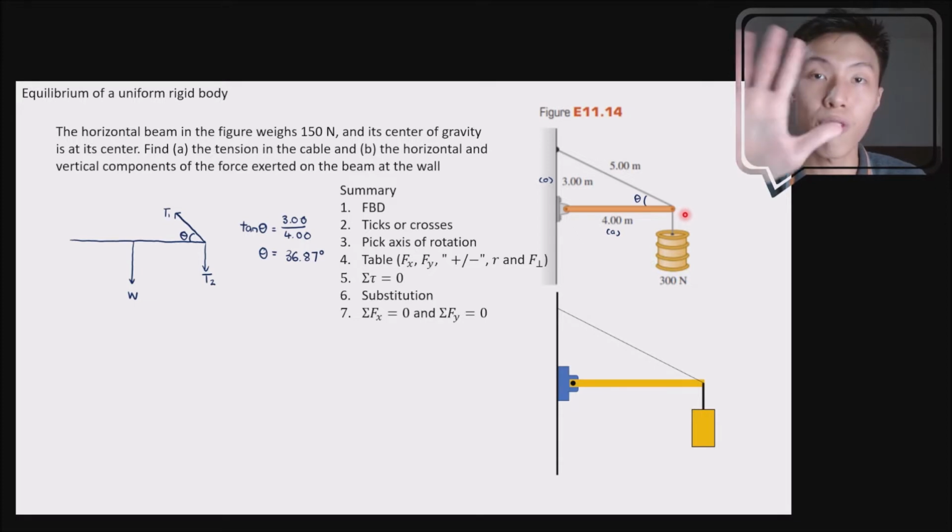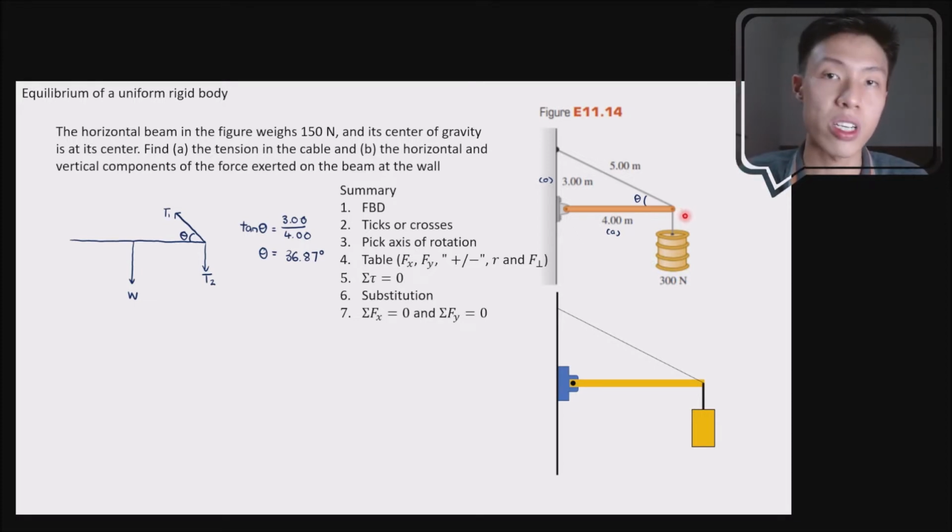So let's move on to the fifth question to ask ourselves whether the object is in contact with anything or not. If it's in contact with something like a flat surface, then probably there's a normal force. But if it's attached to something like a pivot or a hinge, then there should be a reaction force. So in this case, we can see that the beam is attached to the pivot. So since it's attached to a pivot, you should expect there's a reaction force here.